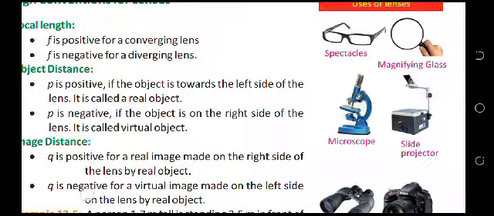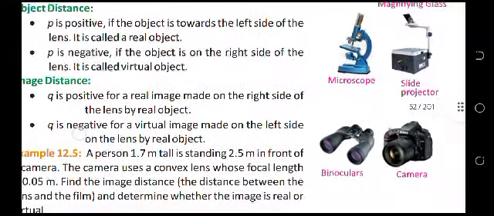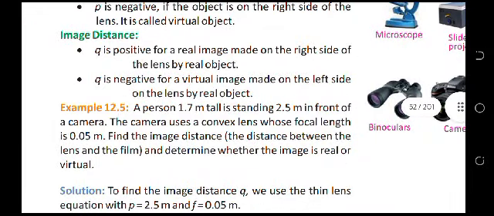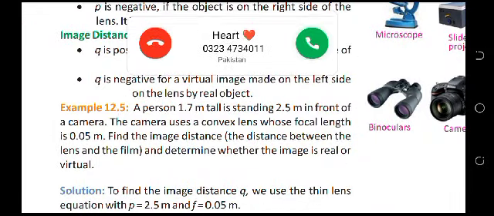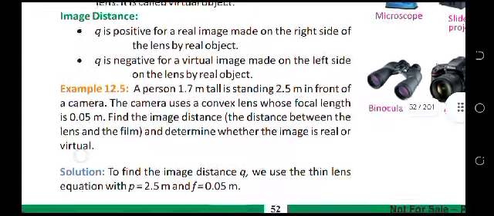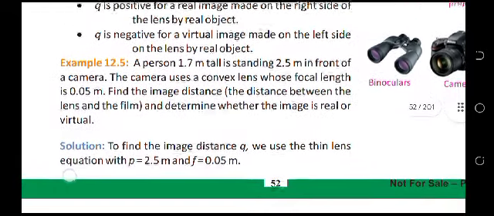Spectacles, magnifying glass, slide projector, microscope, binoculars, cameras. Image distance q is positive for all images made on the right side of the lens by a real object. q is negative for a virtual image made on the left side of the lens by a real object.